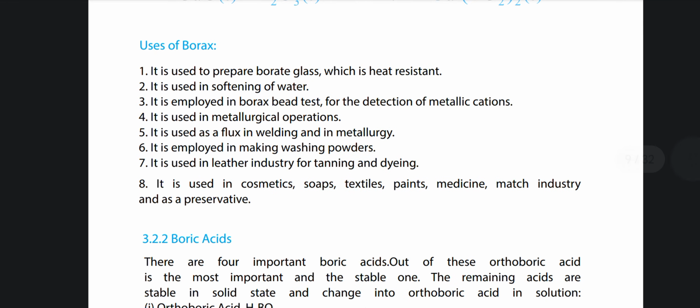Uses of borax. Number 1, it is used to prepare borate glass, which is heat resistant. Number 2, it is used in softening of water. Number 3, it is employed in the borax bead test for the detection of metallic cations. Number 4, it is used in metallurgical operations. Number 5, it is used as a flux in welding and in metallurgy. Number 6, it is employed in making washing powders. Number 7, it is used in the leather industry for tanning and dyeing. Number 8, it is used in cosmetics, soap, textiles, paints, medicine, match industry, and as a preservative.